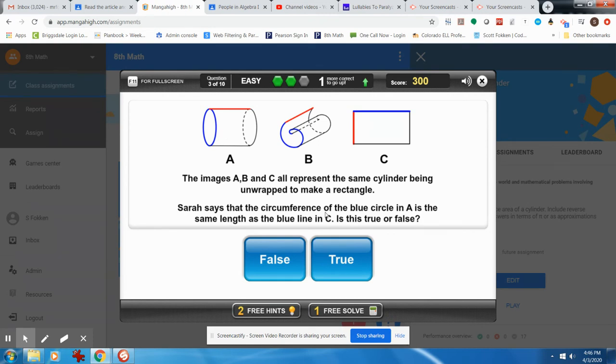Sarah says the circumference of the blue circle in A is the same as the length of the blue line in C. Would this, when I unroll it, be this? Yep, that's the whole idea. We're going to say true.